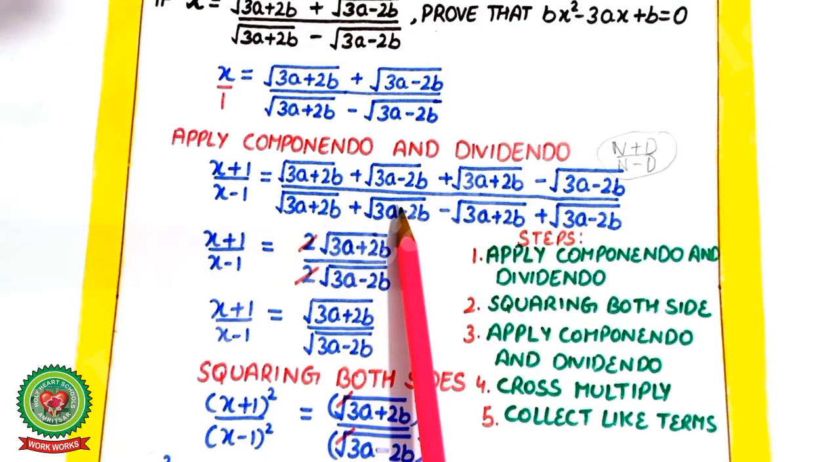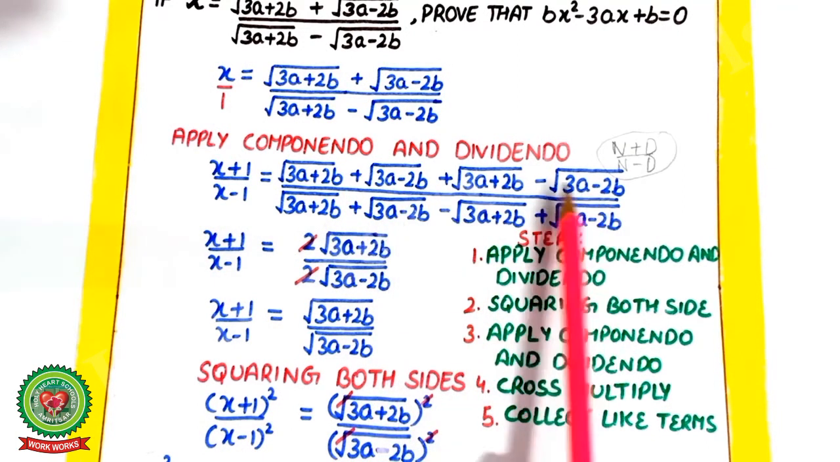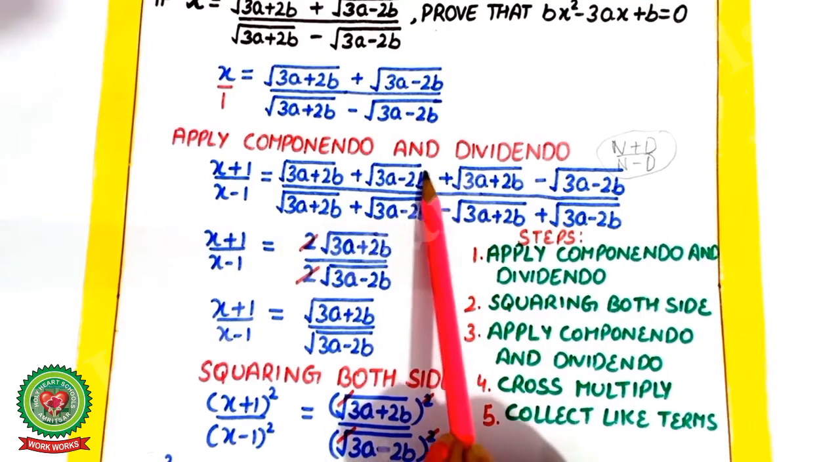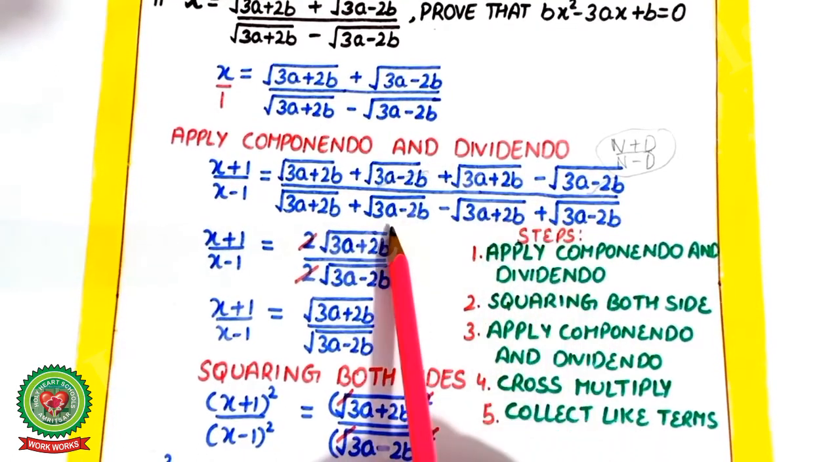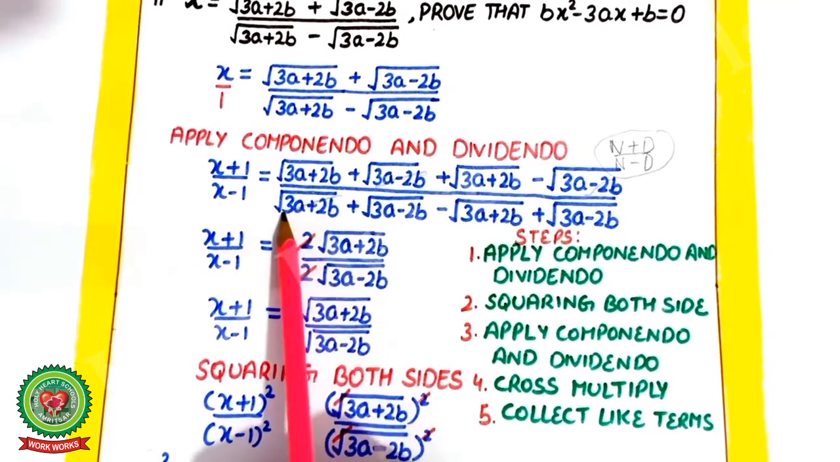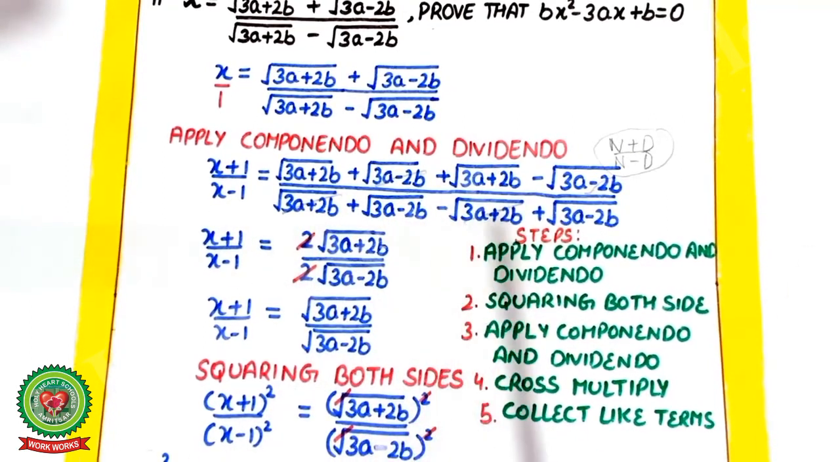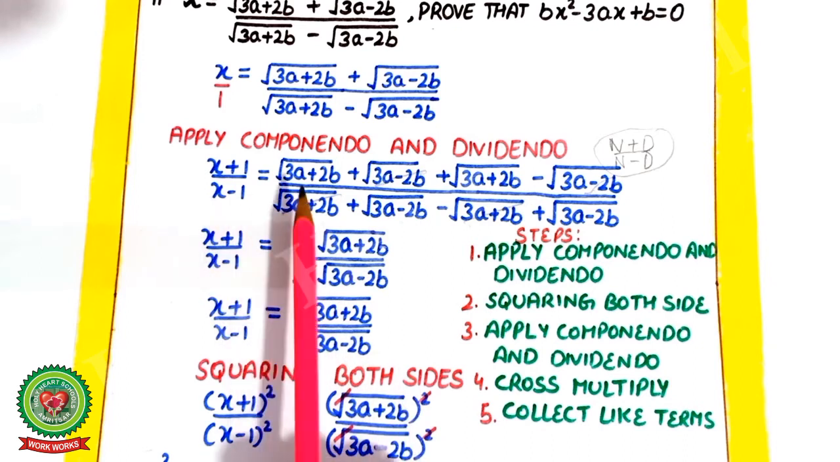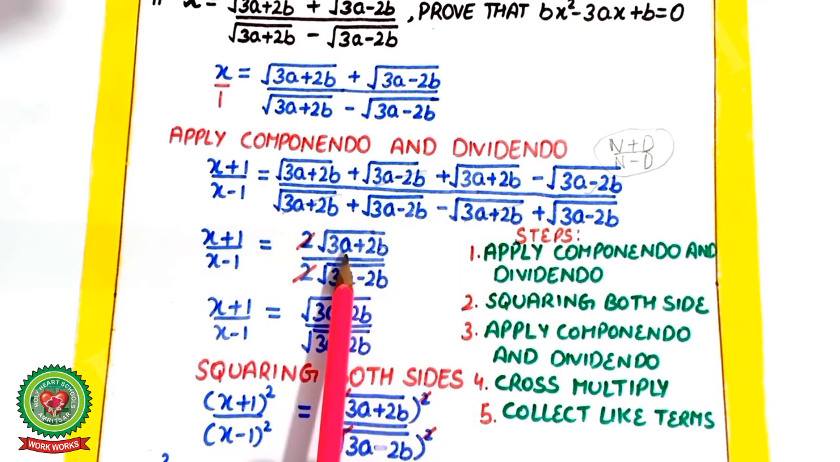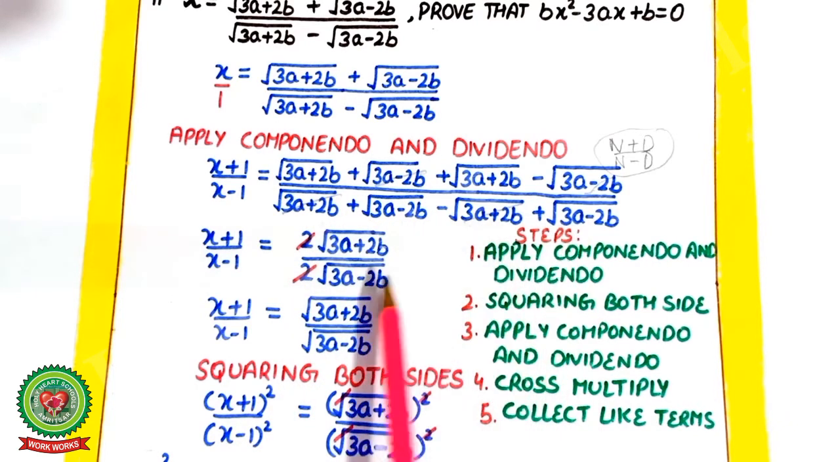So in the numerator, square root of 3a minus 2b is with opposite sign. So in the numerator, this value is finished. And in the denominator, square root of 3a plus 2b is with the opposite sign. So this value is also finished. So left out value is 2 times square root of 3a plus 2b and 2 times square root of 3a minus 2b here. So from here 2 is finished. Now left out is x plus 1 upon x minus 1 equals to square root of 3a plus 2b upon square root of 3a minus 2b.